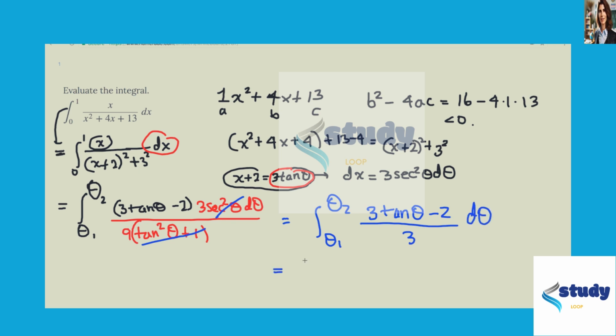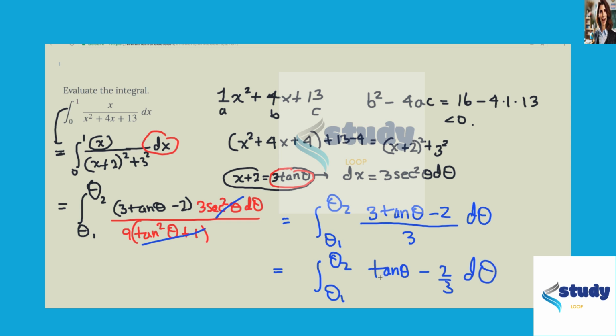Now we go ahead and split this into 2 fractions. And then we have, in this case, so the 3's cancel, so that's just the tan. And then here we just have 2 over 3. So just simplifying the fractions. And then the next page we'll start integrating.